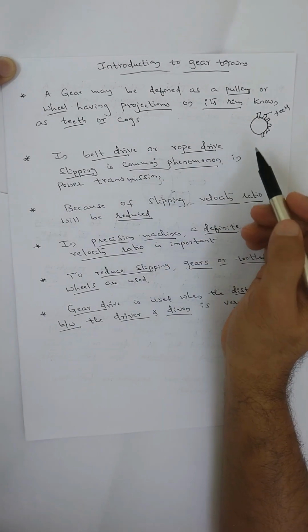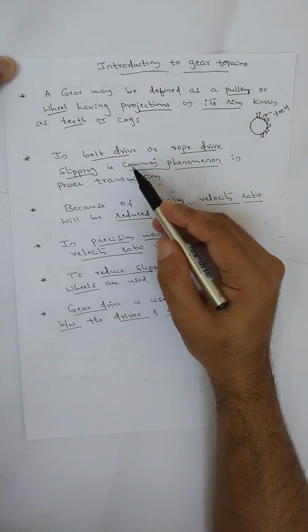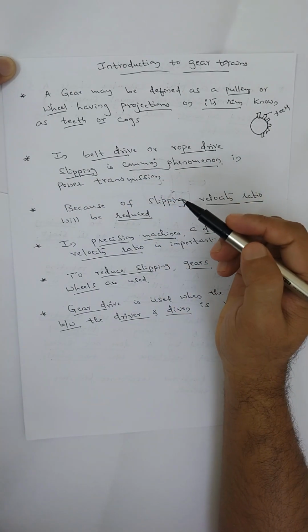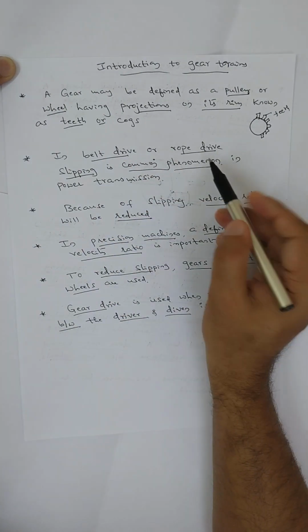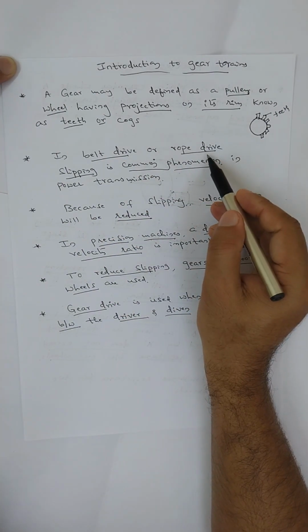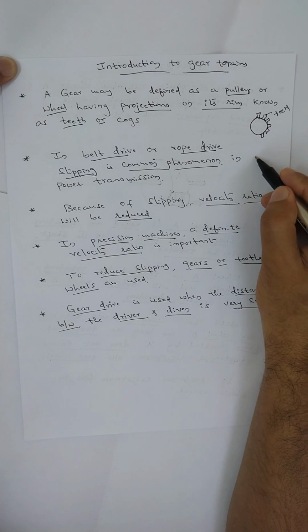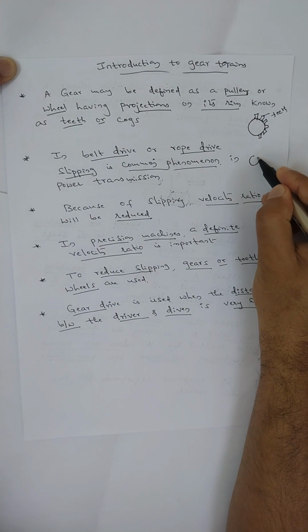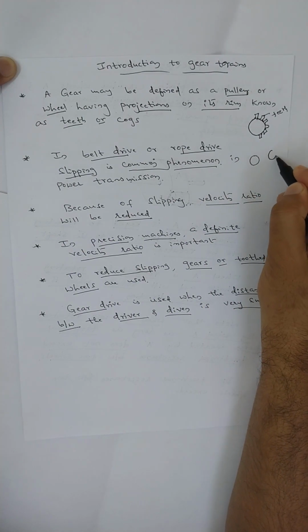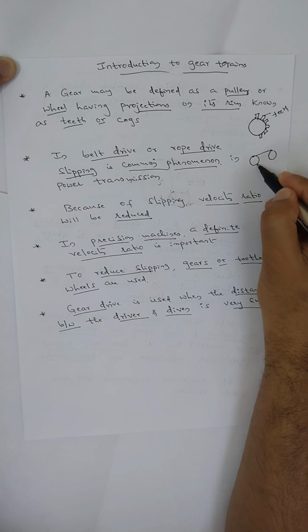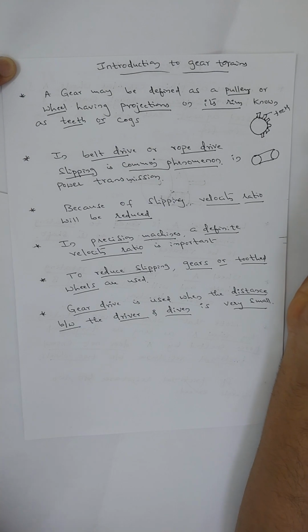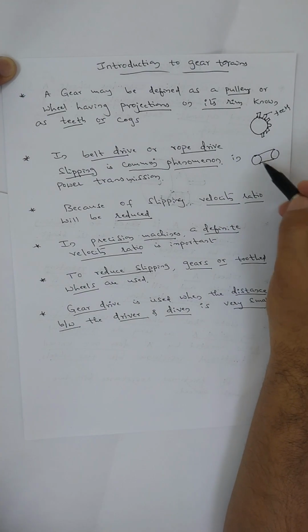Before going to the gear, we have other types of power transmission systems. One is the belt drive, and the second one is the rope drive. In the case of the belt drive, you have two plain pulleys, and these two pulleys are driven by an open belt or cross belt. This is the open belt drive, as we studied in the previous sessions.